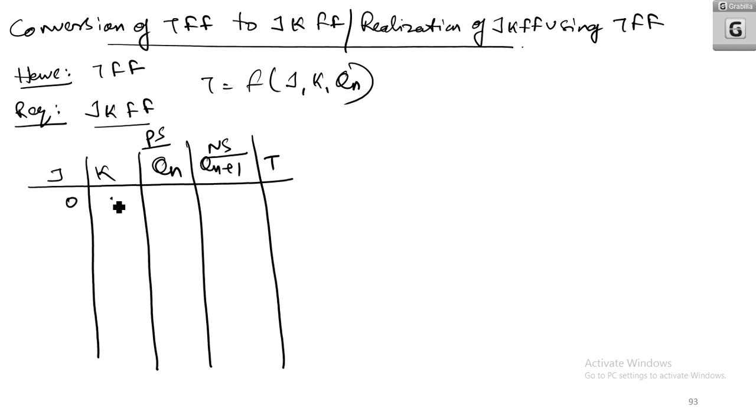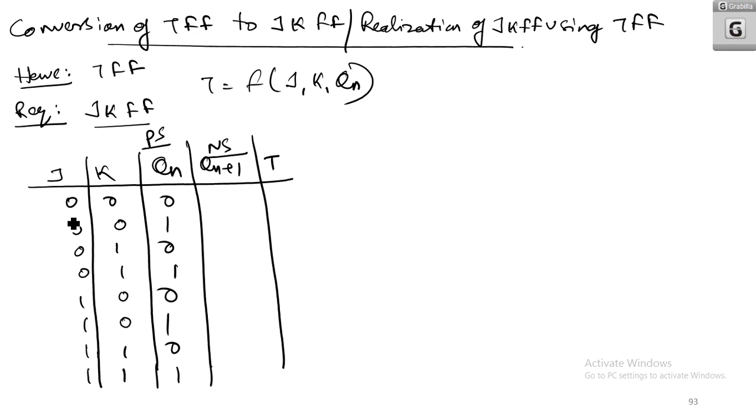So it is 0 0 0, 0 0 1, 0 1 0, 0 1 1, 1 0 0, 1 0 1, 1 1 0 and 1 1 1.